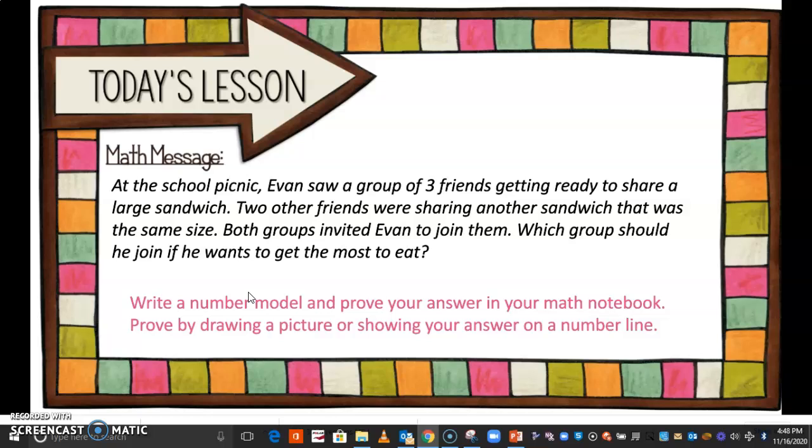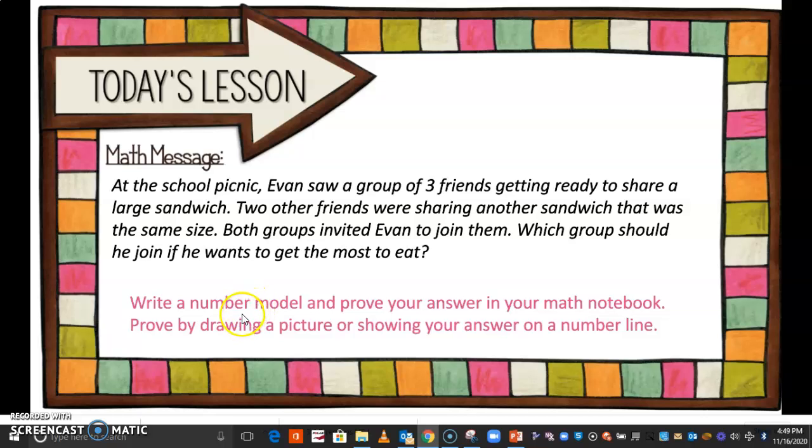All right, now the next problem in your notebook. We talked about Evan at a school picnic saw a group of 3 friends getting ready to share a large sandwich. 2 other friends were sharing another sandwich that was the same size. Both groups invited Evan to join them. Which group should he join if he wants to get the most to eat? Okay, so remember, we don't want to rewrite this whole story into the notes. We won't have time to do that.